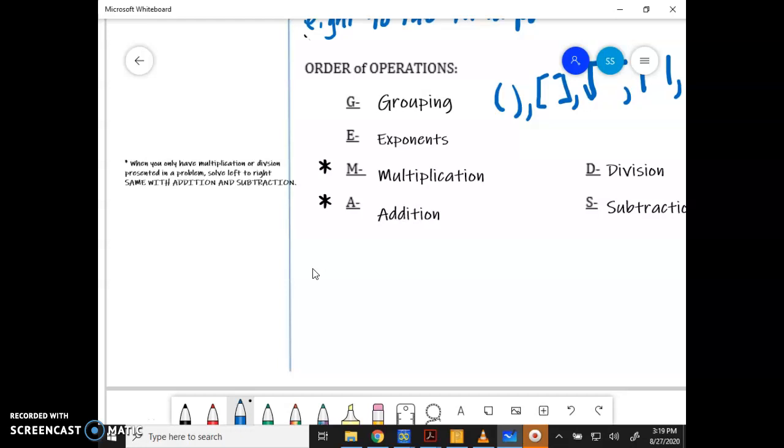So if you simply had, it doesn't matter the numbers, 4 times 6 divided by 2 times 8 times 10 divided by 2. If all you have left is multiplication and division in your problem, you're just going to solve left to right. And the same thing with addition and subtraction. If these were the same numbers and I had addition and subtraction symbols, we're just going to solve like we read, left to right.